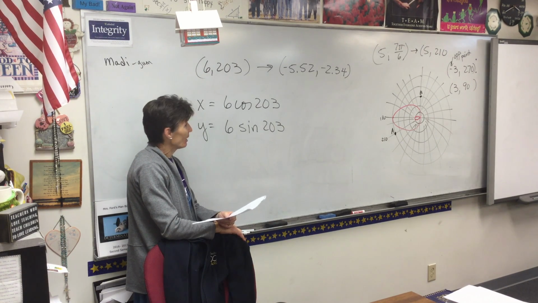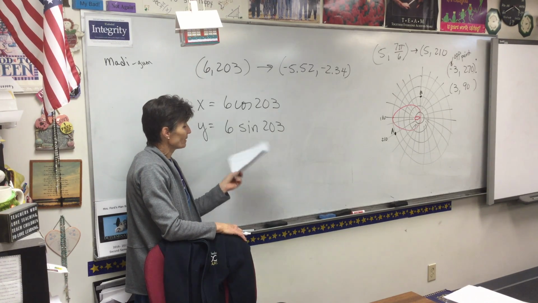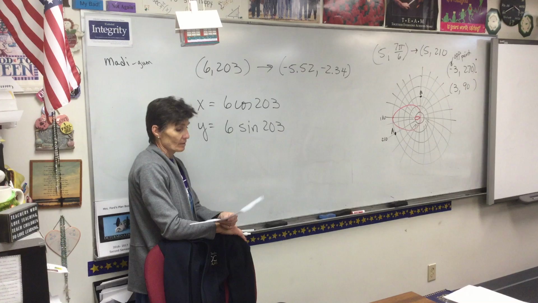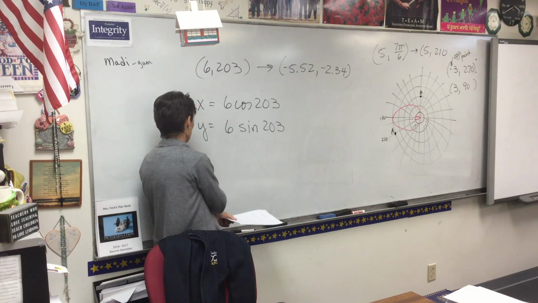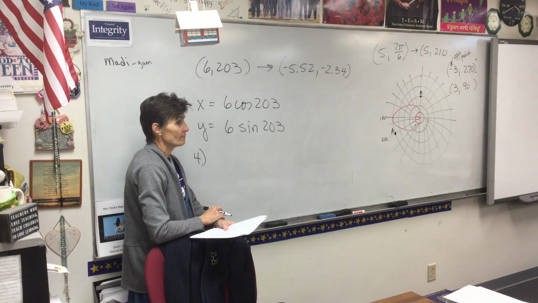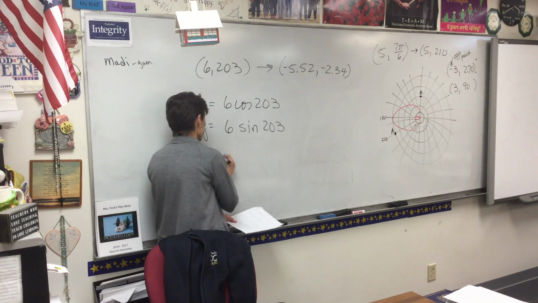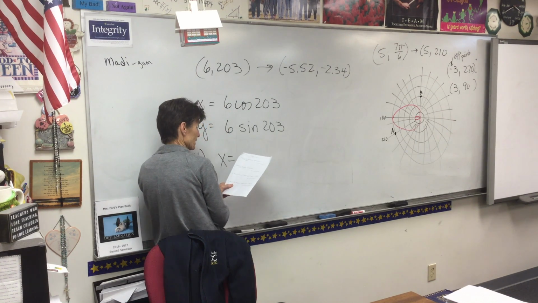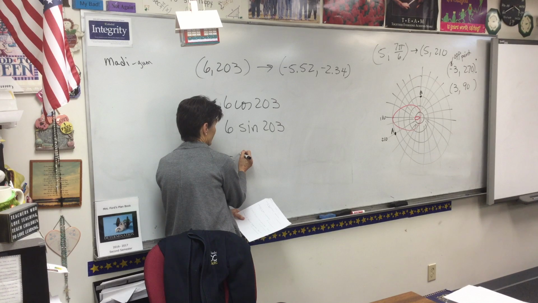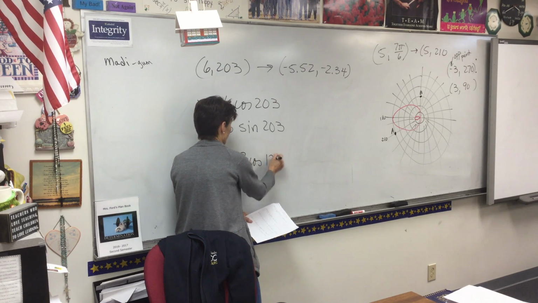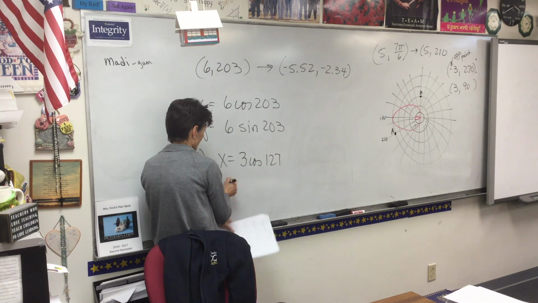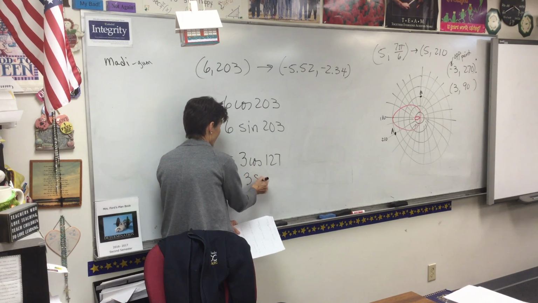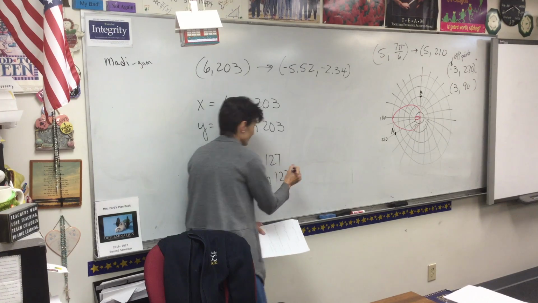All right, are there any more on this page that are going to be done like that? Number 4? Isn't number 4 going to be the exact situation? What's x going to equal in number 4? X will equal 3 cosine 127, and y will be 3 sine 127.